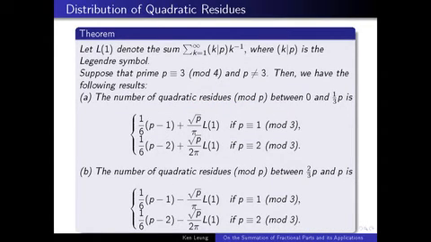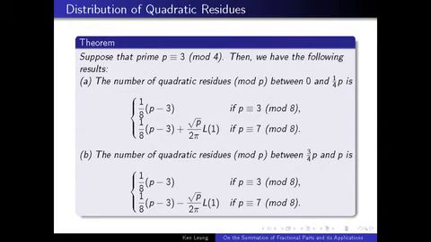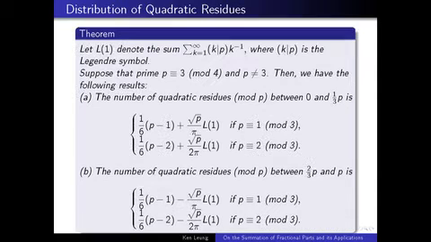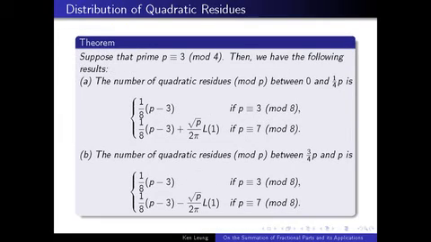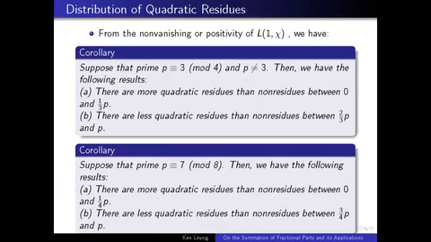For the distribution of quadratic residues, we have these exact formulas for the number of quadratic residues modulo prime p in a certain interval of length p over 3. And then we have a similar result for the interval of length p over 4. So these formulas involve that one thing, and in fact that's a special value of the Dirichlet L function there. So it's very difficult to compute, but at least from the non-vanishing, or you may say the positivity, of L(1, chi), we can have these well-known corollaries that we know there are more quadratic residues than non-residues in a certain interval.